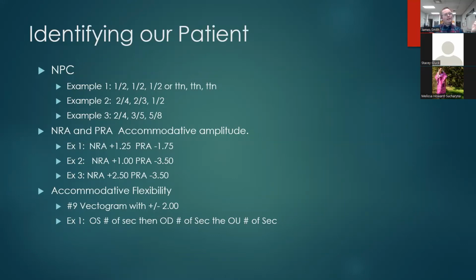So OS, you pick a line for them, and then plus minus you rotate it back, and how often they can clear that, how many cycles. It's the number of seconds that it takes for clarity that I'm looking for. Then the right eye, number of seconds for clarity, and then both eyes. Sometimes you'll see that left eye is 1 to 2 seconds, right eye 1 to 2 seconds, and then the OU 7 to 9 seconds.